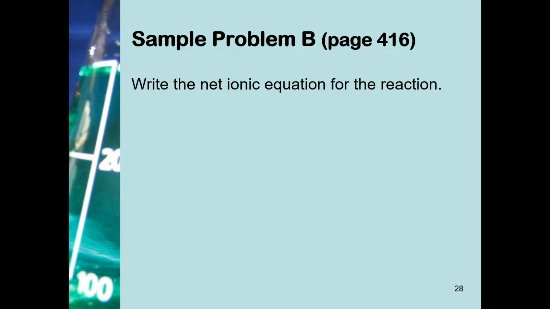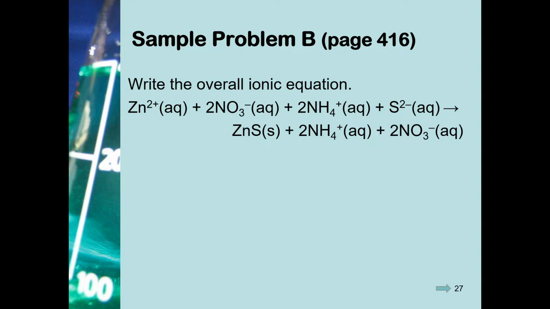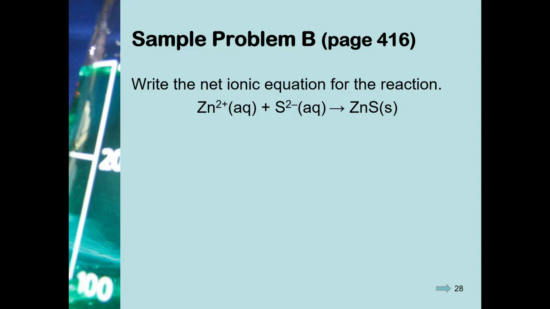So the net ionic equation is taking this original equation and looking for all the spectator ions, those ions that appear on both sides, which will be nitrate and ammonium. We'll cancel those out, and what remains is zinc sulfide, ZnS. So this is the actual reaction that's taking place. These two ions are more strongly attracted to each other than the water molecules' ability to pull them apart.